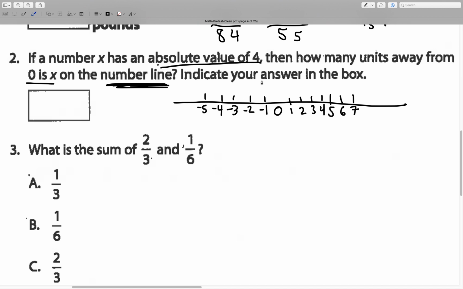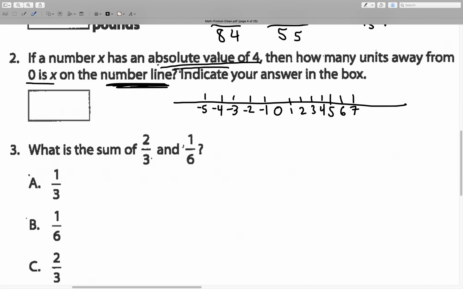But right here is the best way to look at it. Look at it like money. If a number x has an absolute value of 4, it means it has a value of 4. It can be -4 or 4, it does not matter. But the absolute value of it is 4. You don't count it as a negative, you always count it as a positive. It could be a -4. The absolute value of -4 will still be 4. It could be 4 over here. The absolute value of 4 is still going to be 4.